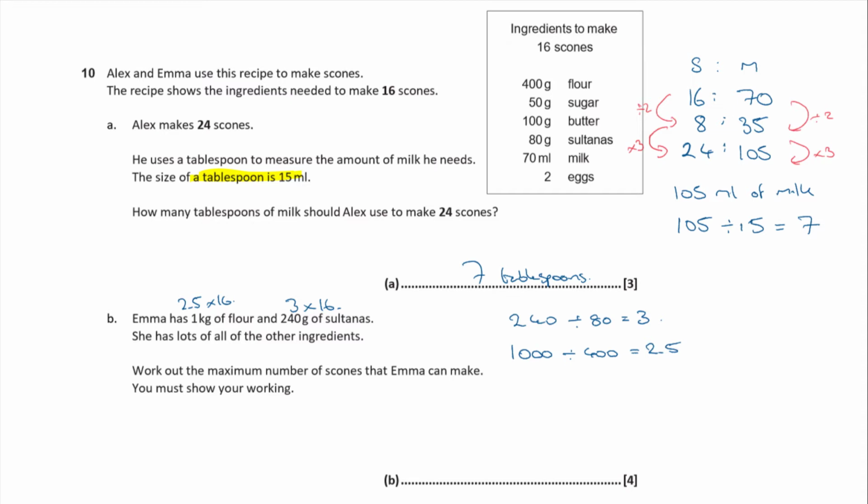So I'm going to do 2.5 times 16, 2 lots of 16 and half of 16. So 16, 32 and half of 16 is 8. That's going to be 40, isn't it? 2.5 times 16 is 40 scones. That's quite a lot of scones. 40 scones is the answer, and that's the maximum we can make, because after that we run out of flour.